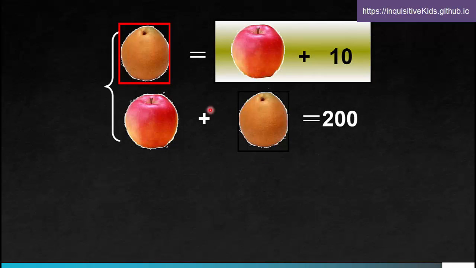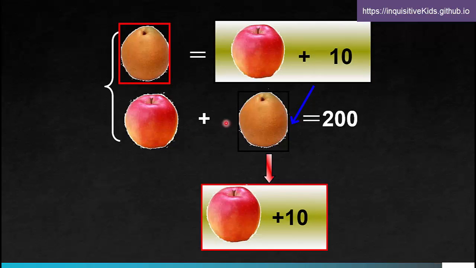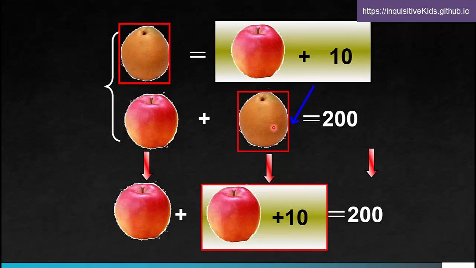And since we know that one pear is equal to an apple plus 10 grams, we can plug this value into here. So instead of writing apple plus pear, we can rewrite it as apple plus apple plus 10 is equal to 200. See how that changes this dynamic completely? So here we went from two equations, two variables, into one equation, one variable, which is something that we do know how to solve.